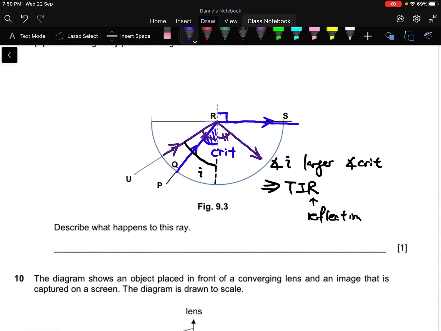Describe what happens to this ray. So describe what happened. Total internal reflection. For you, you need to spell out. You cannot use short form like that.